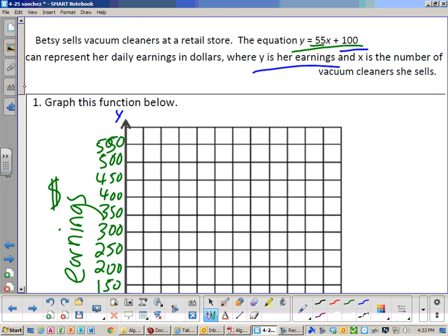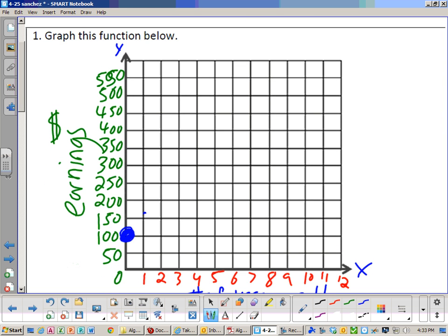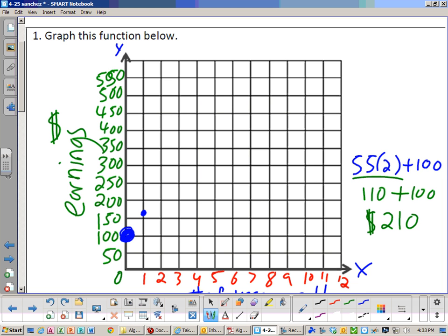Your rate is 55 for every single vacuum, right? So if I sell, let's just say one vacuum, then I make $155. I'll let y'all continue that pattern yourself. If I do two vacuums, how much money would that be? 55 times 2 is 110 plus 100. $210 is your total earnings for selling two vacuum cleaners. So that would be 210 right there.